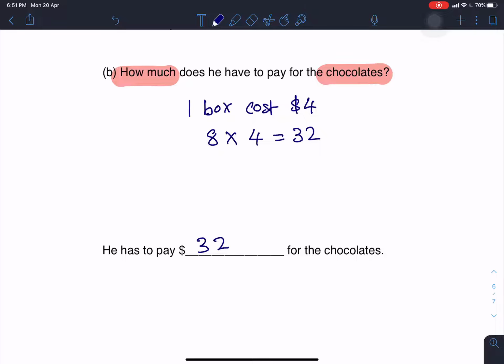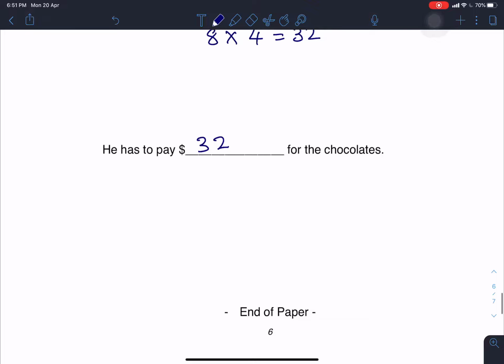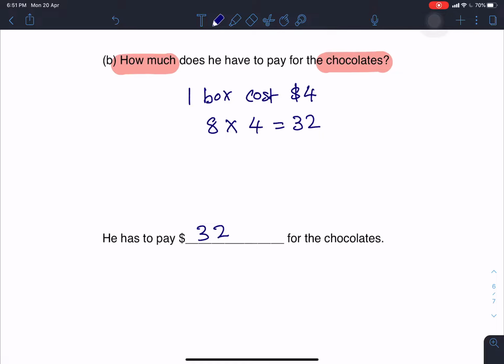So again, you can pause this video if, let's say, it's too fast and replay it again.